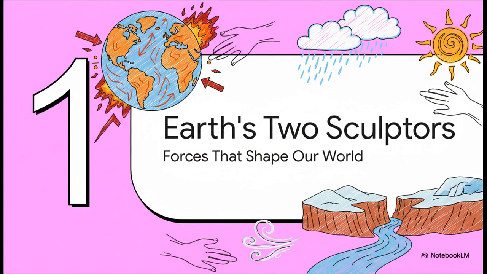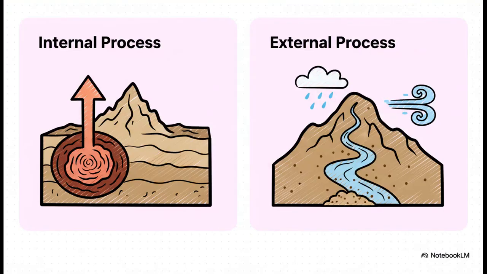To really get how landforms are made, we first have to meet the Earth's two master sculptors, what we call the internal and the external processes. So, on one hand, you've got the internal process. This is movement deep within the Earth that's constantly pushing the surface up or causing it to sink. It's kind of like the builder.